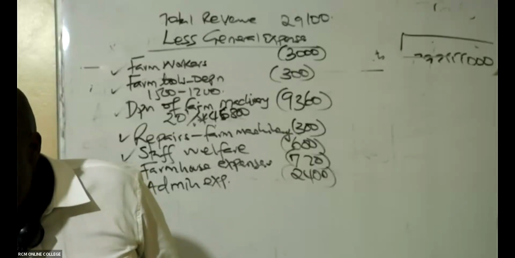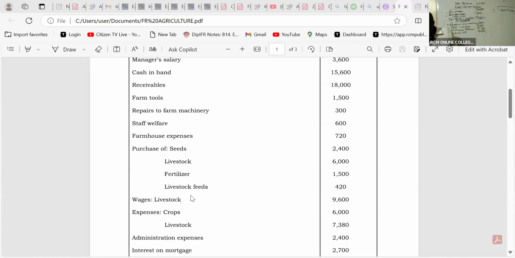Apart from administration expenses, what else do we have here, my friends? We have interest on mortgage. Interest on mortgage, of course, is a common thing. It is 2,700 and deductible.